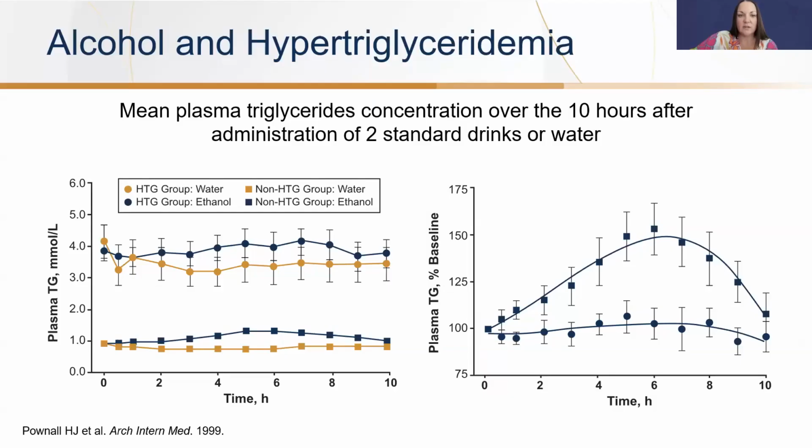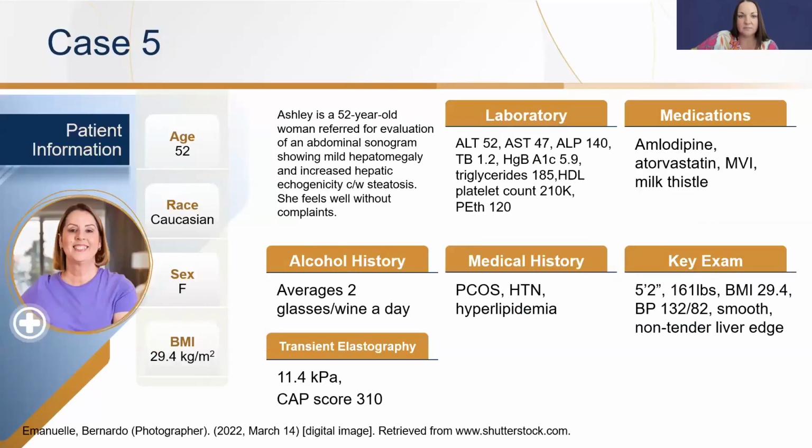As far as triglyceride levels, patients in this study were given water or alcohol, and you can see that their triglyceride levels, even if they already had high triglyceride levels, did increase after the consumption of alcohol. So the risk of cardiovascular comorbidities when drinking alcohol and having MetALD is significant.